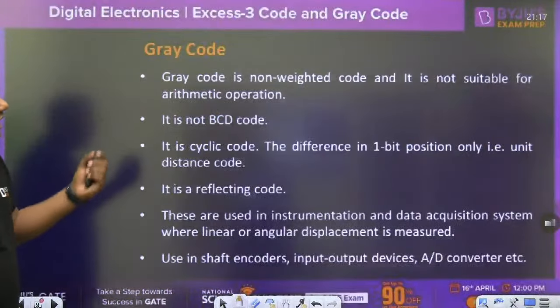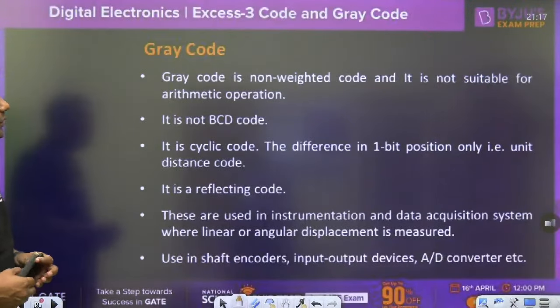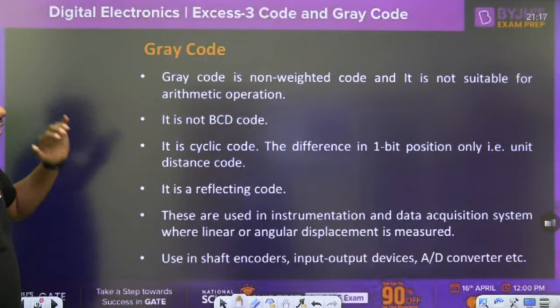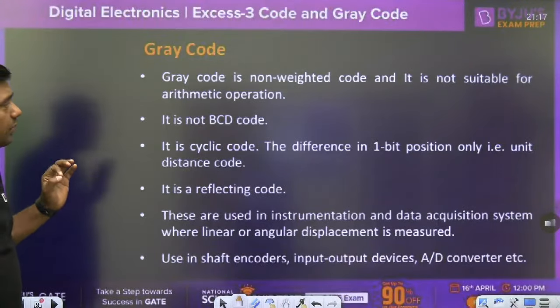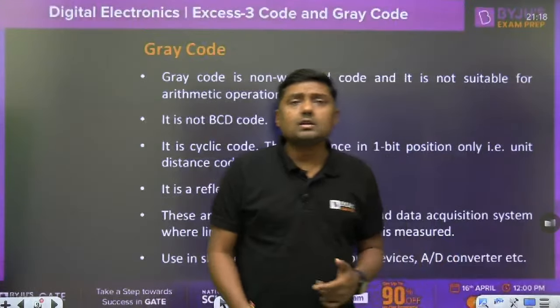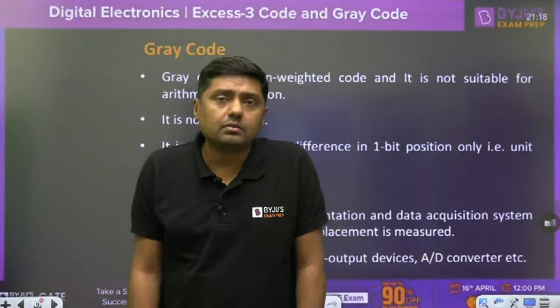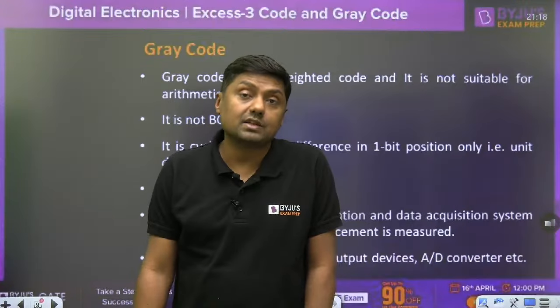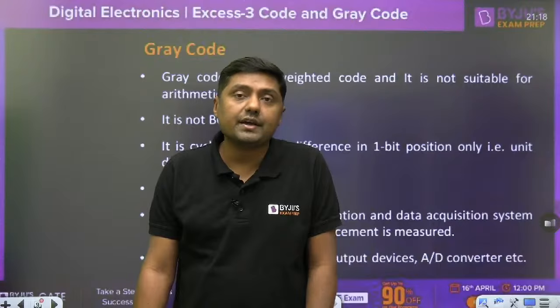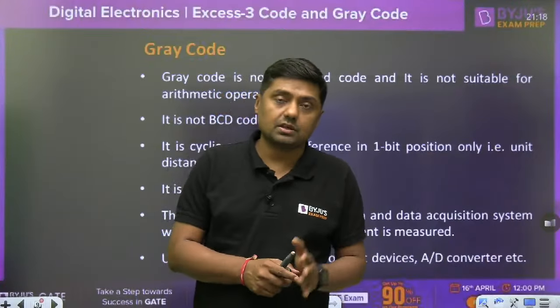Now, next one is what? Gray code. It is a non-weighted code and it is not suitable for arithmetic operation. I told you in the last class that all self-complementary codes, these codes are used for what? Subtraction. These codes are used for subtraction. So we are using the 9's complement method for subtraction.